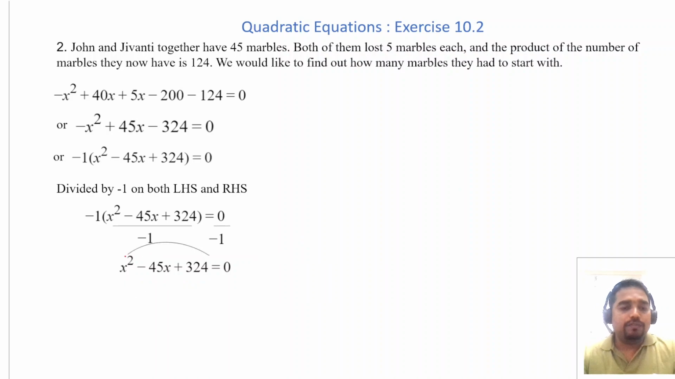So in order to proceed with factorization, multiply the first and the last term, that is plus x square multiplied by plus 324.